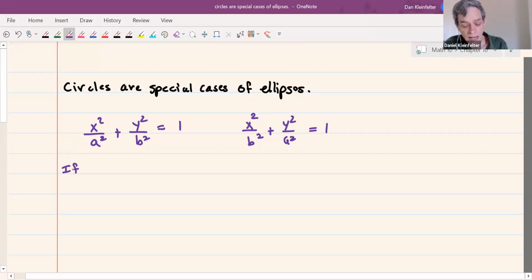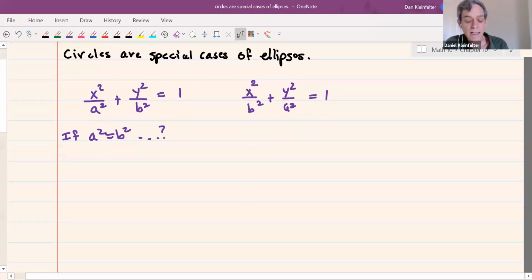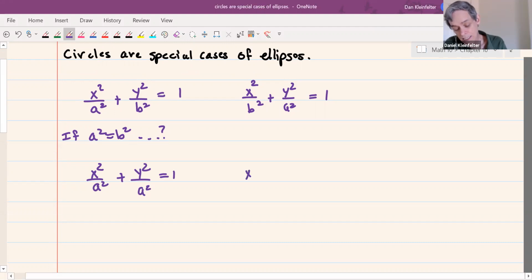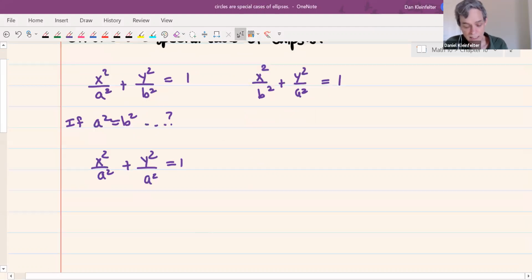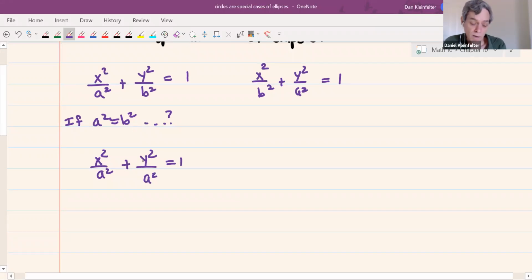If a squared and b squared are equal to each other, then what do we get? Let's say that they're equal to each other, then x squared over a squared plus y squared over b squared could be called y squared over a squared if the two are equal to one another. And the same thing can be said about the second one, so I won't write it a second time. If we have x squared over a squared plus y squared over a squared equals 1, then we could just multiply both sides by a squared. So we'll have x squared plus y squared equals a squared. This gives us a circle with radius a. So this should illustrate that if the a and b are the same, then you end up with a circle.